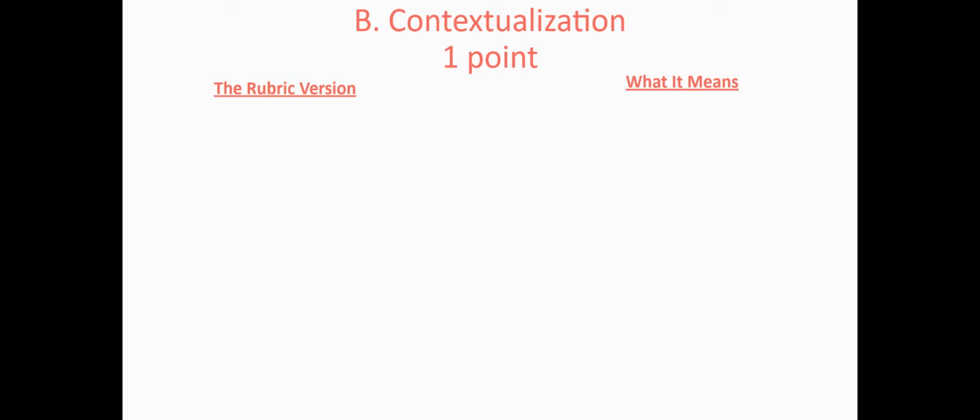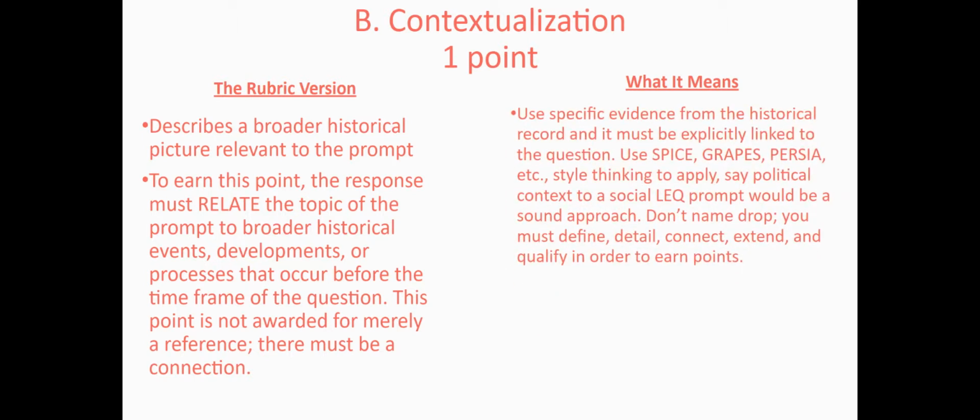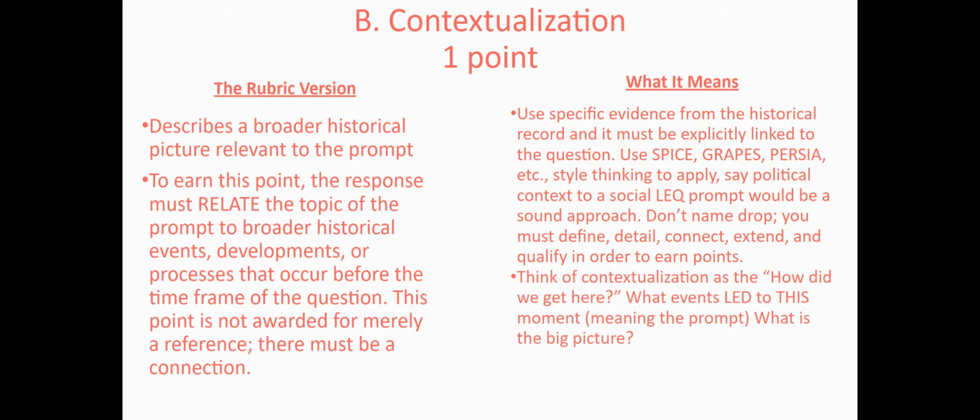Contextualization is worth 1 point. The contextualization paragraph is the first paragraph that you are going to write. It describes a broader historical picture relevant to the prompt, and it must relate the topic of the prompt to broader historical events, developments, or processes that occur before the time frame of the question. Contextualization is essentially, how did we get here? What events had to happen to allow this moment, meaning the prompt? What's the big picture?